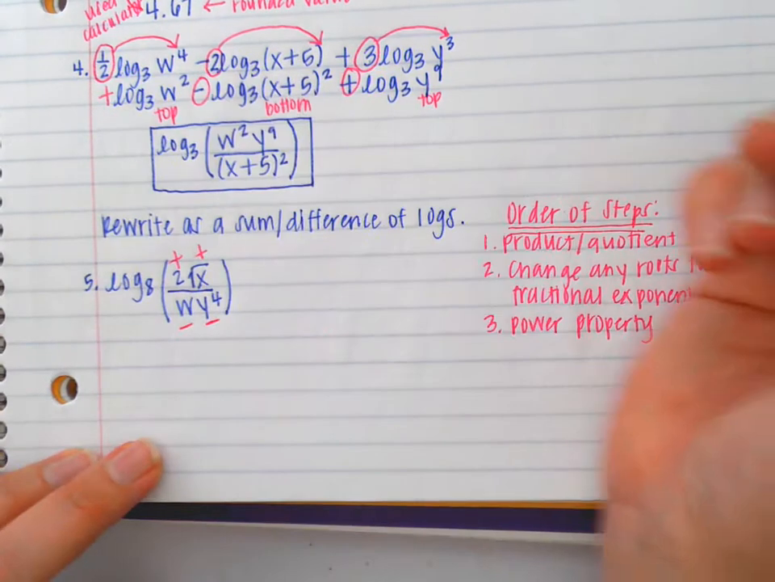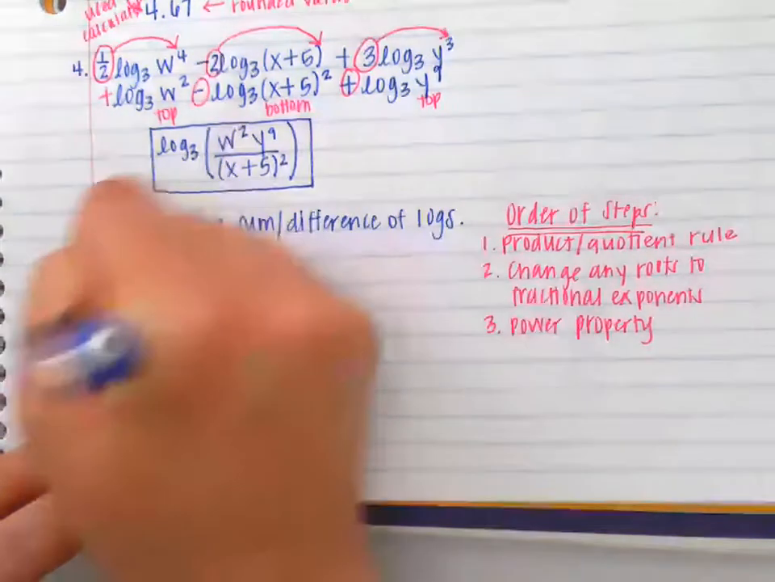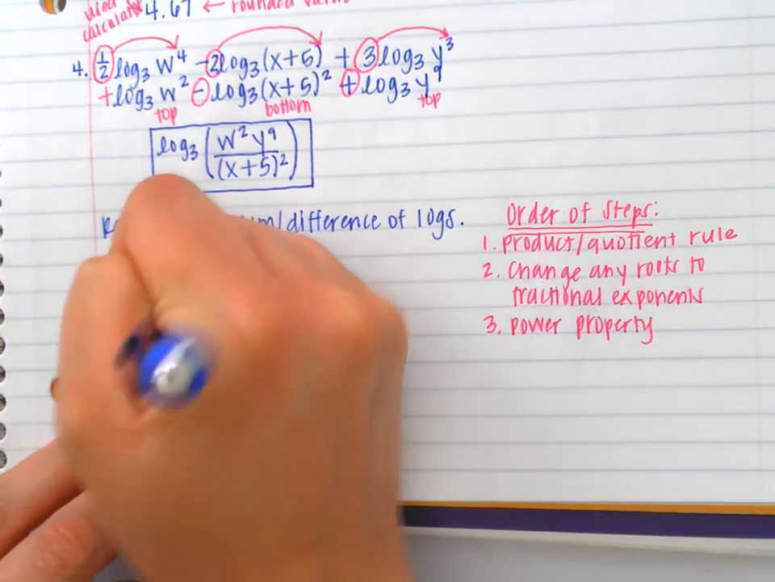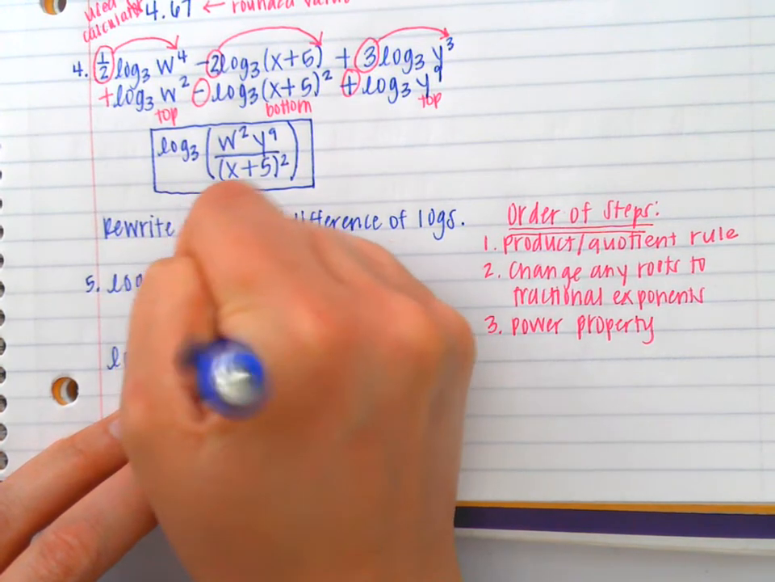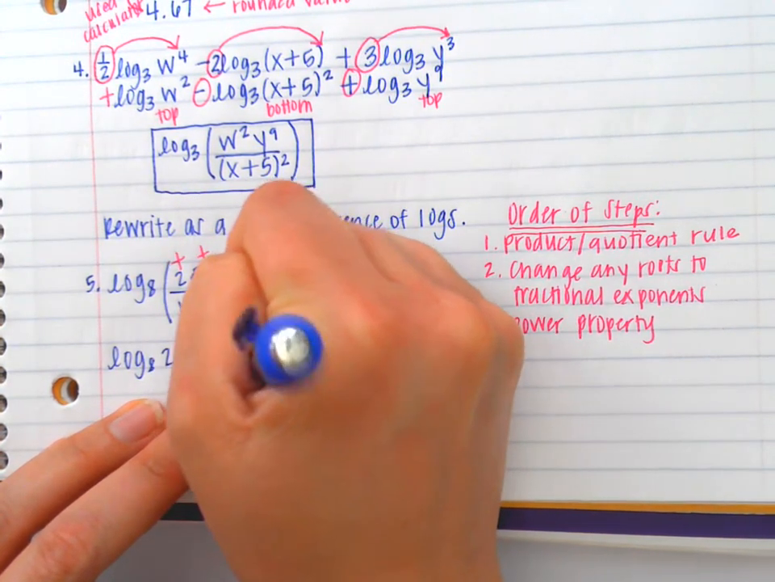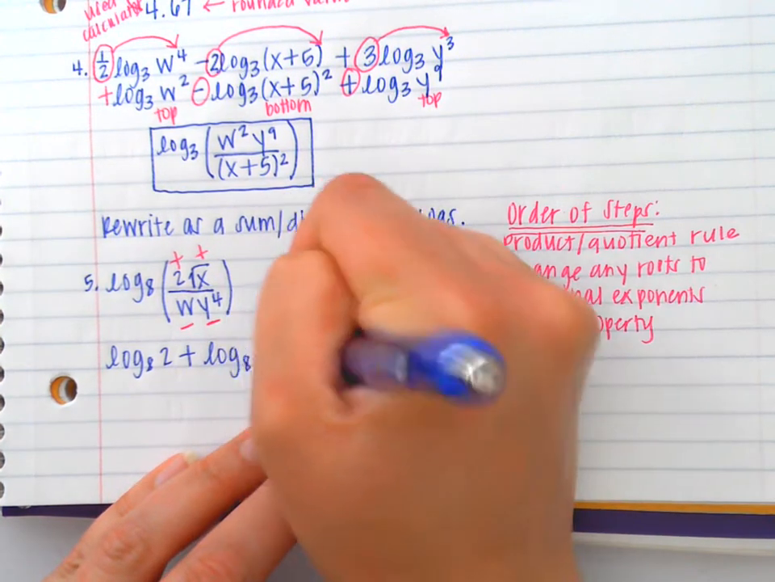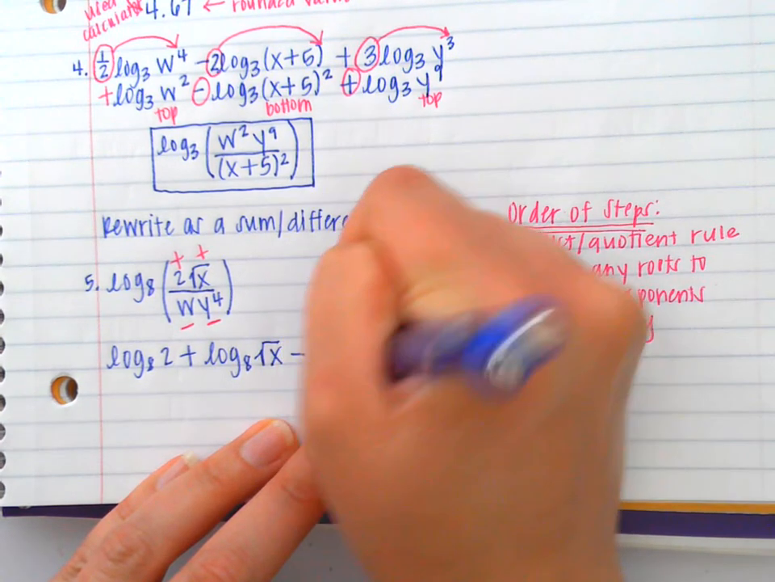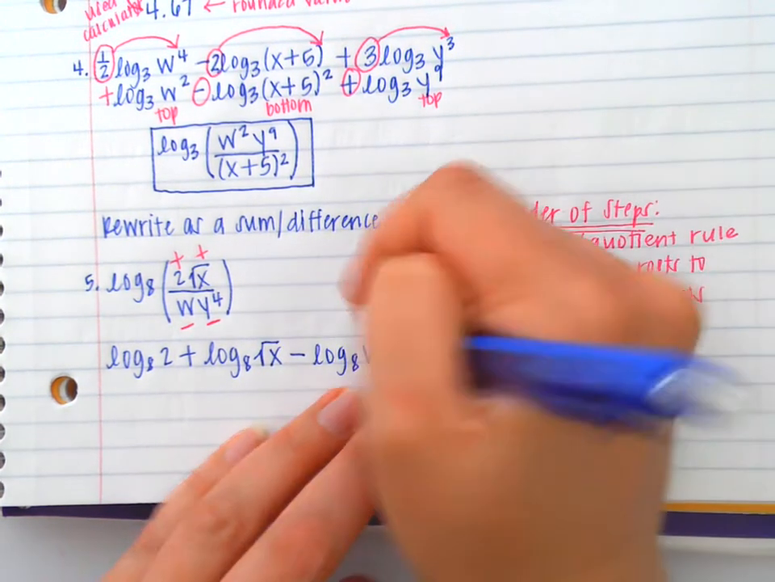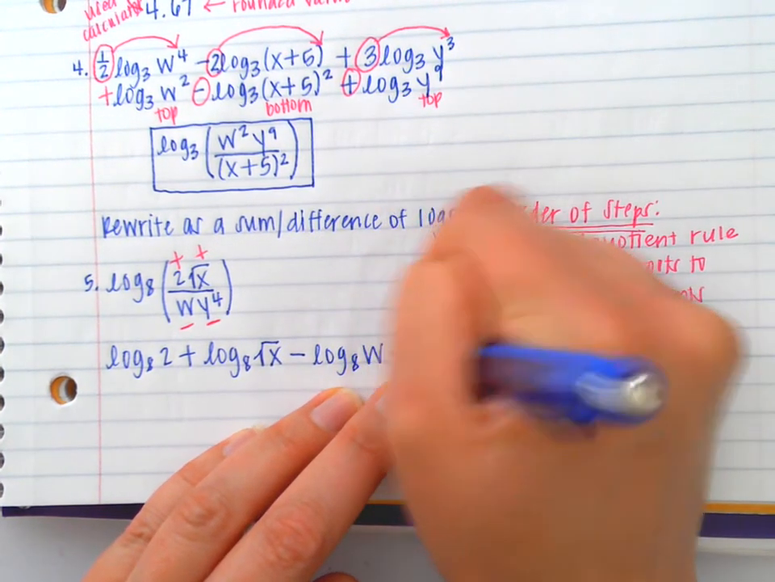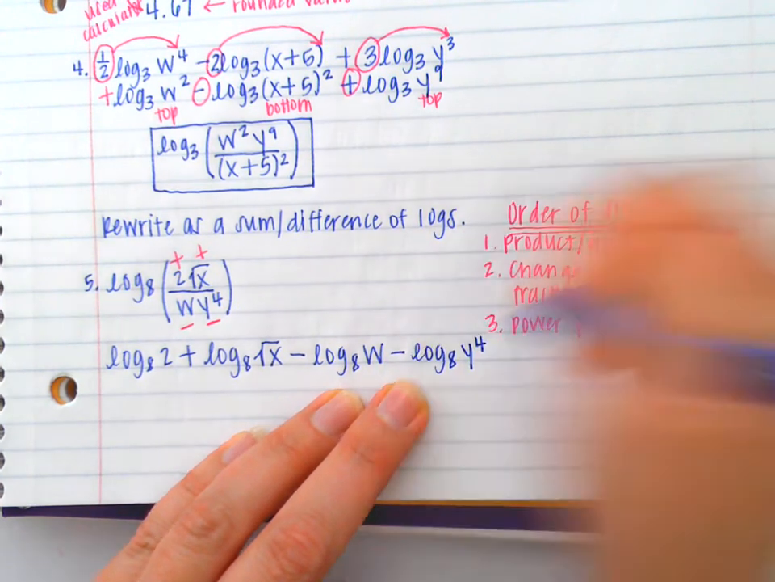So let's write that out. That would be log base 8 of 2 plus log base 8 of rad x minus log base 8 of w minus log base 8 of y to the 4th.